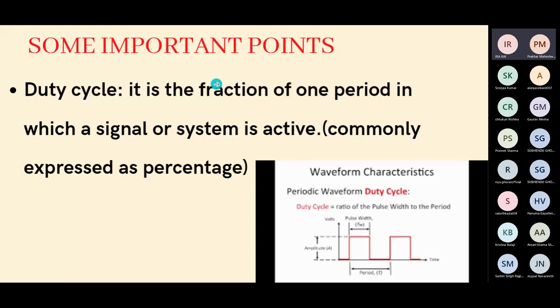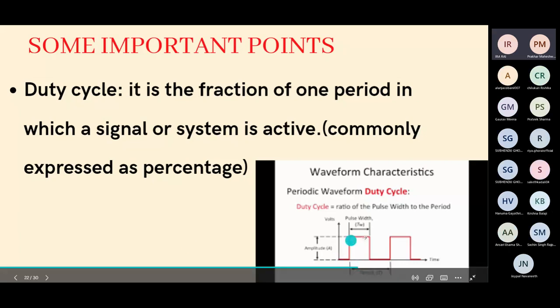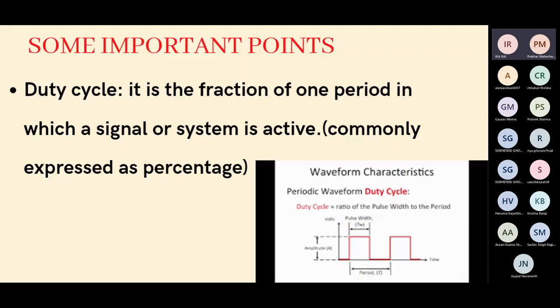So I was explaining duty cycles. The duty cycle of a signal is the fraction of one period in which a signal or system is active. As we can see in this rectangular wave, this is a digital signal. So this is one, this is zero. This is the active state of the signal, and this is the whole time period of the signal. So the fraction of the active state over the time period is the duty cycle. It is commonly expressed as a percentage.